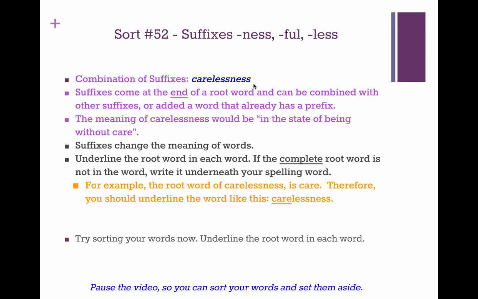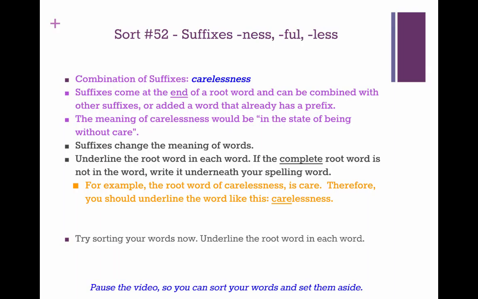And so if you are in the state of being without care, that means that at that current moment, you don't have care. No one is taking care of you. Or whatever the case may be. It can also be used as like, I'm walking through the hallway and because of my carelessness, I ran into the wall. That means I'm not taking care of myself even. I'm not being careful to watch out for things. Suffixes do change the meaning of words, just like we talked about.